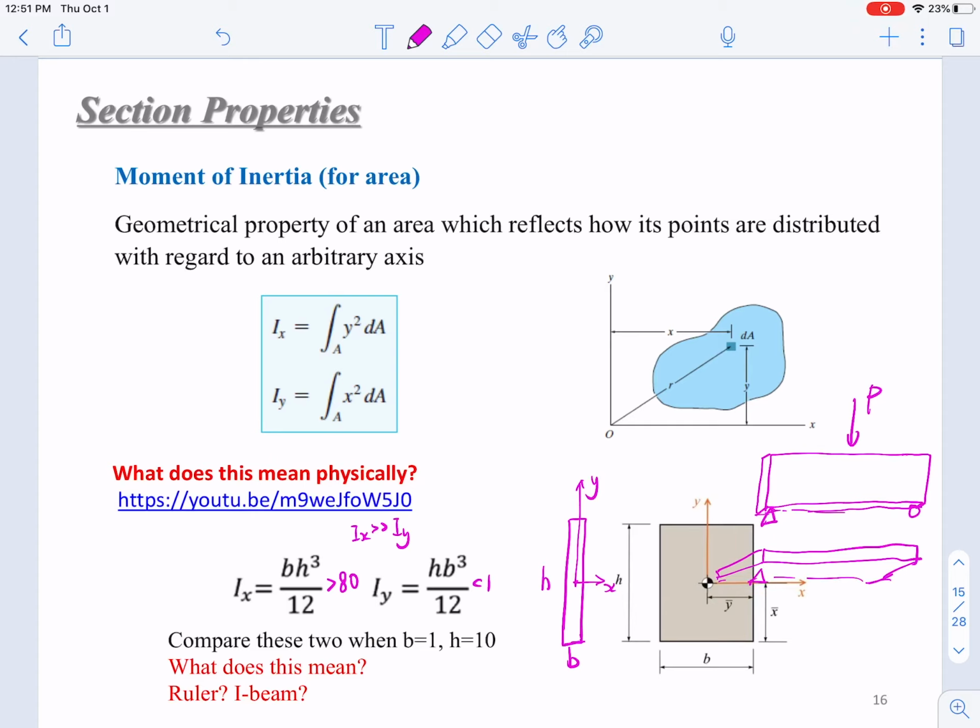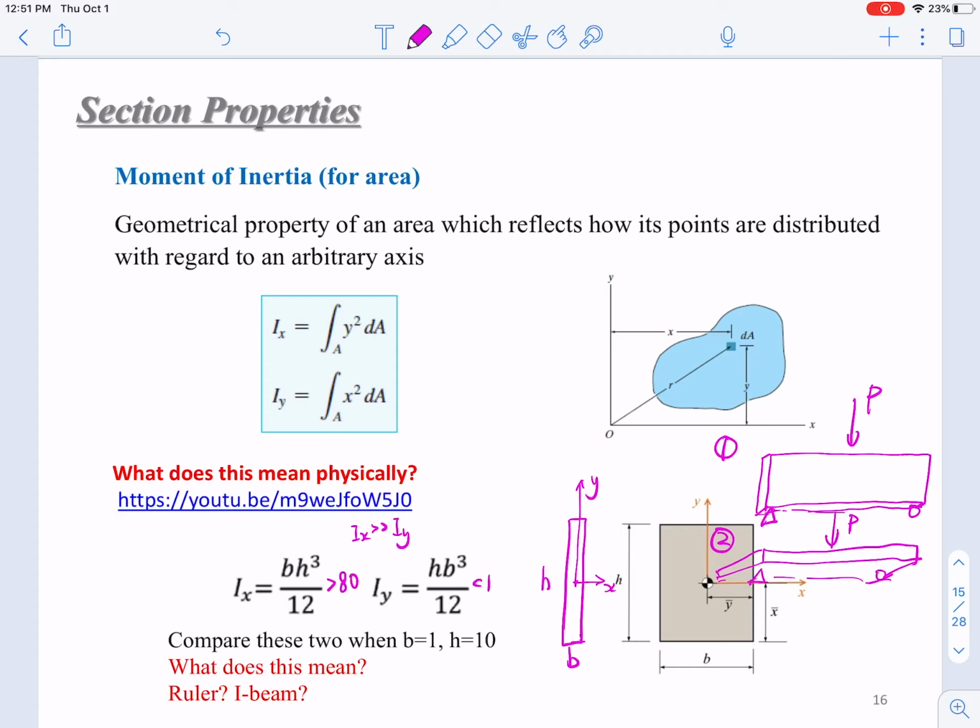Then you support it here, then add a load P. Is that easy to bend it? This time it will be very easy, right? If you have a plastic ruler, try to do this experiment. Okay, put it in number 1 and number 2. These are two scenarios to compare the hardness to bend this ruler. Okay, so this experiment will tell you what this means.